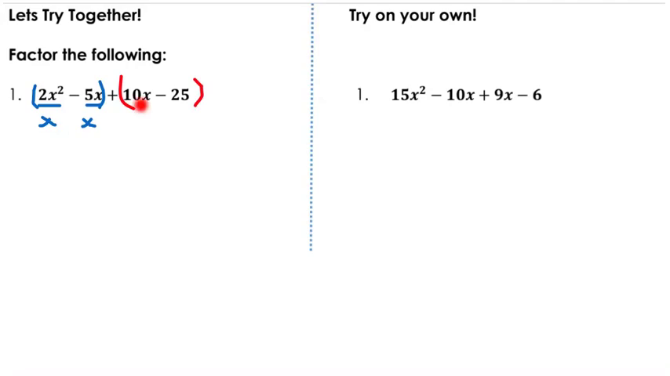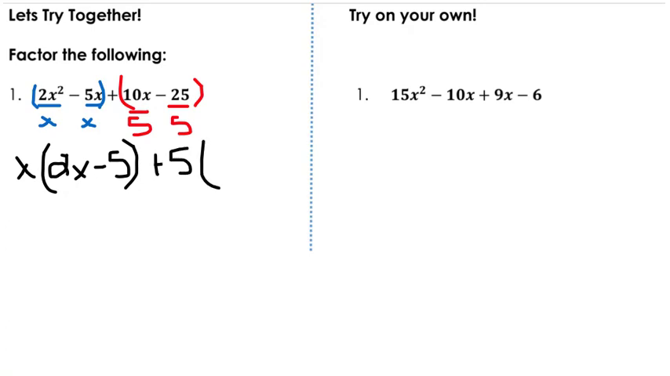In my second set of parentheses, I have a 10 and a negative 25. Here I should be able to see that I can pull out a 5 from both terms. However, when I get to my variables, there's no variable in my second term, so my GCF is just going to be 5. Now I can rewrite this expression with the GCFs successfully pulled out front. So I'm going to start off with my x, and then what's left over from the first set of parentheses is 2x minus 5. And in my second set of parentheses, I pulled out my 5, and I have a 2x minus 5 again.